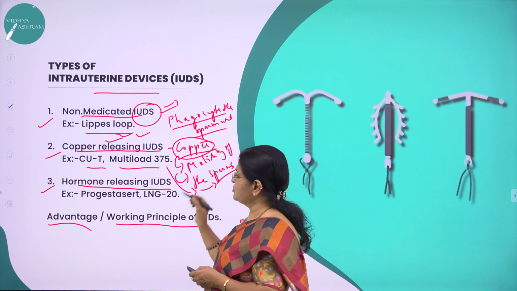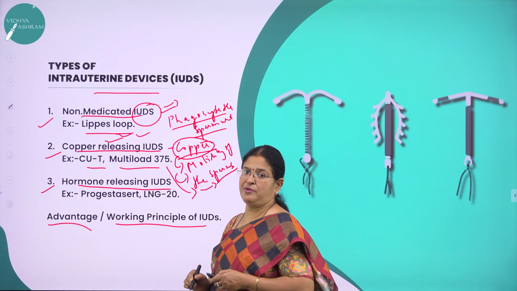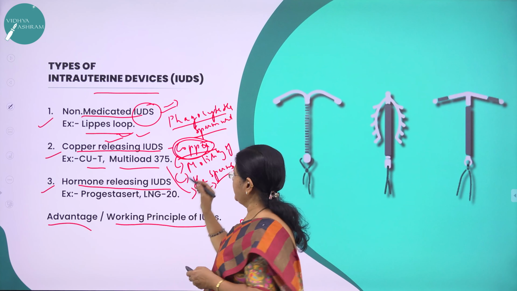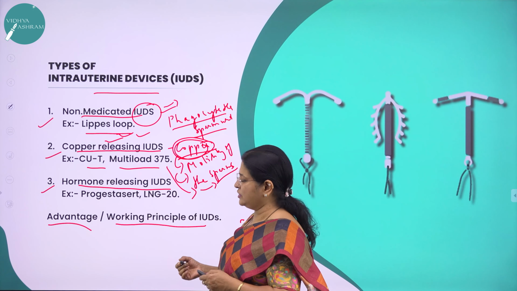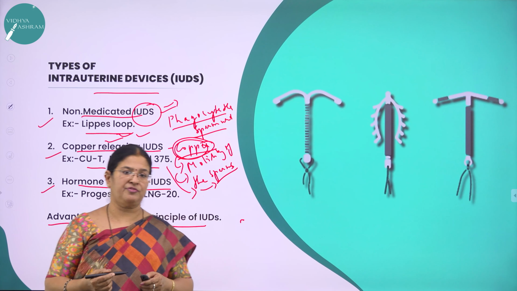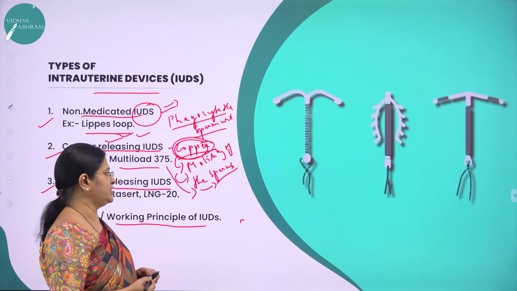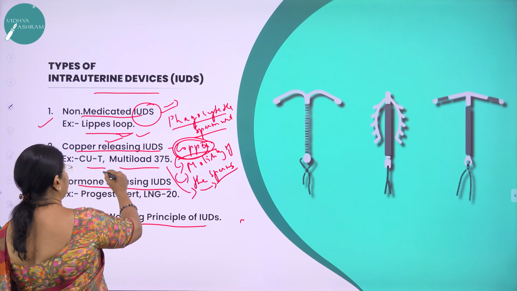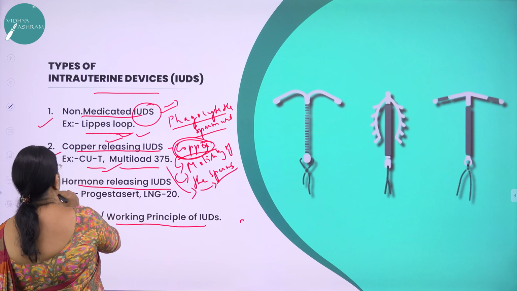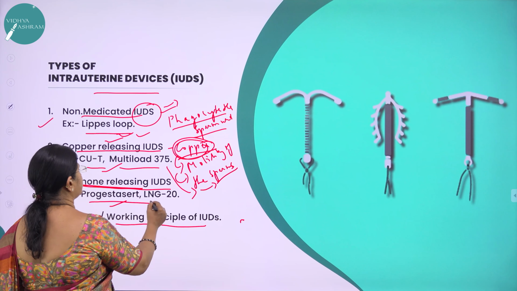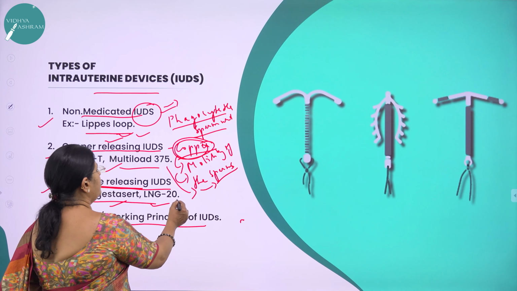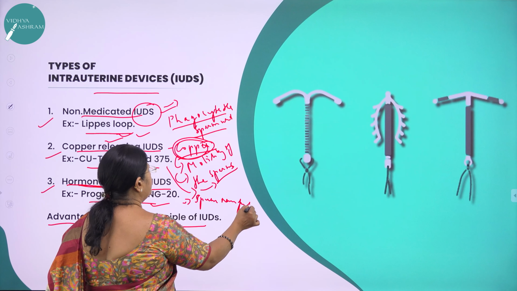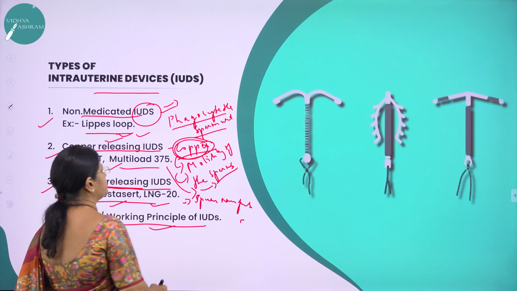And also it makes the cervix of the female hostile for the sperms. So by use of copper T, it hinders the motility of the sperm, and not only that, it also makes the cervix of the female hostile for the sperm. So obviously the sperms cannot enter the uterus for fertilization. That is the working principle of copper releasing IUDs. Next, hormone releasing IUDs like the progesterone and LNG. Even this is going to make the sperm non-functional. So that is all about the advantage or the working principle of IUDs.